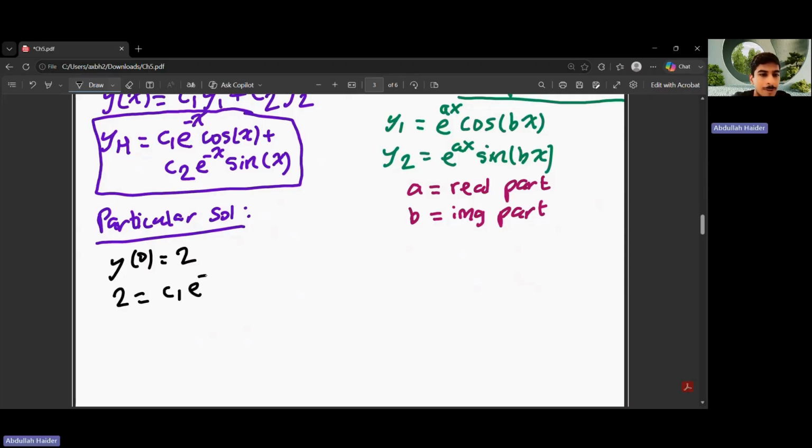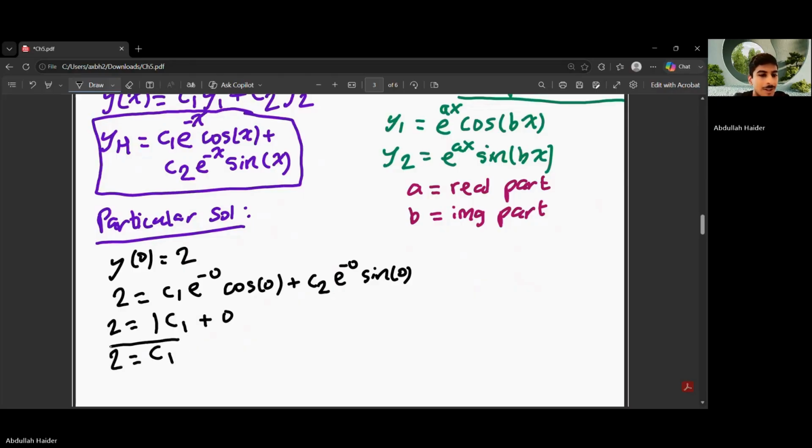So 2 is equal to c1 e power -0 cosine 0 plus c2 e power -0 sine 0. Now e power -0 is 1, and cosine 0 is also 1, so c1 times 1 times 1 will give us c1. Plus, now c2 e power 0 is 1, but sine 0 is 0, so c2 times 1 times 0, which is 0. So you have 2 is equal to c1. So this is your c1.